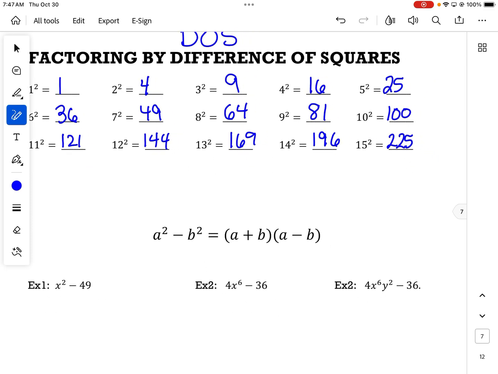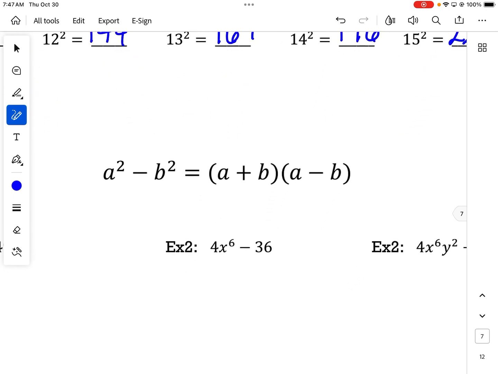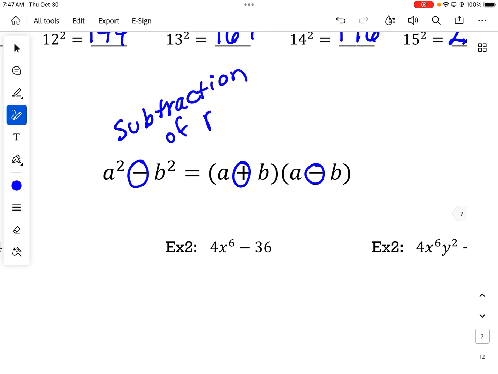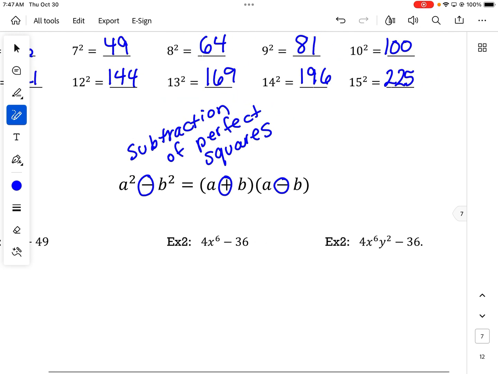So we have a squared minus b squared is the format that you'll see. And the way you write it is a plus b and a minus b. So see how this is different? This is the difference of squares. You have two squares, and then there's subtraction between them, subtraction of perfect squares. When you see that, you know that you'll do this format of difference of squares.